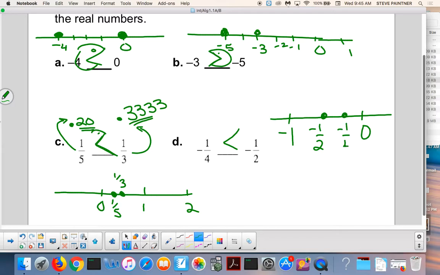Okay, look at the number line. Which one's farther right? Part of the right would be this one. This one's bigger or smaller? Bigger. If it falls to the right, it's bigger. If it falls to the left, it's smaller. So, negative 1/4 is bigger than negative 1/2. We have this wrong. Should be this way, shouldn't it? Right? Number line helps. It just does.